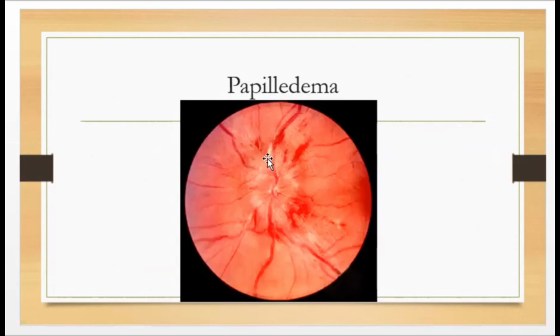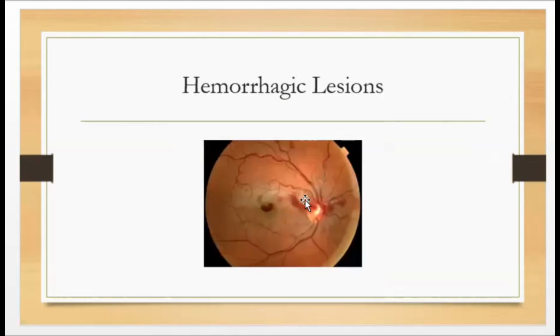And that is the papilledema. It's like an area of swelling. You can see how swollen this place is. Papilledema. Then you see hemorrhagic lesions, retinal hemorrhage. You can see it looks like this eye is bleeding.